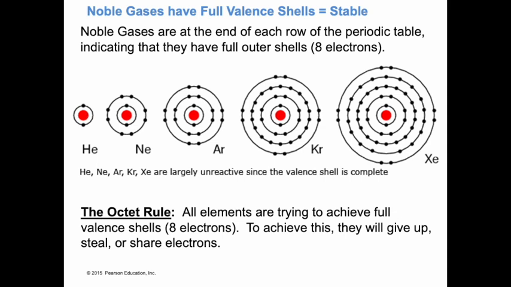So, that magic number of electrons is usually 8. So that gives us what we call the octet rule, which is that all elements are trying to achieve a full valence shell, which is 8 electrons. To achieve this, they will give up, or steal, or share electrons with their neighbors, except for the noble gases. The noble gases don't have to do any of that because they're already full.